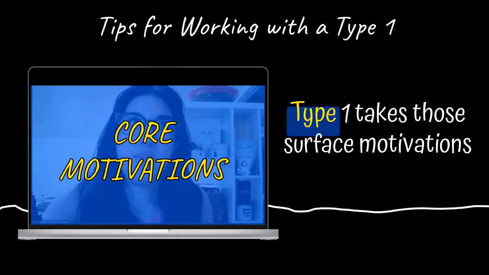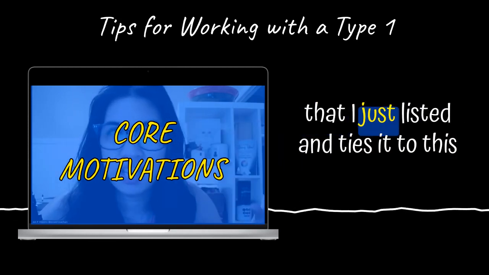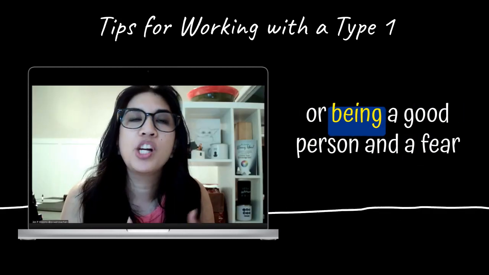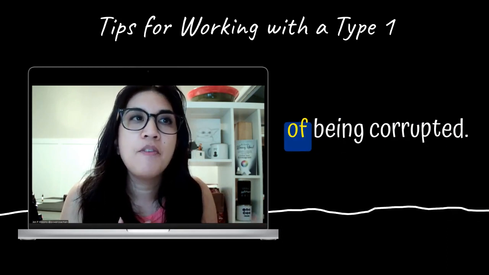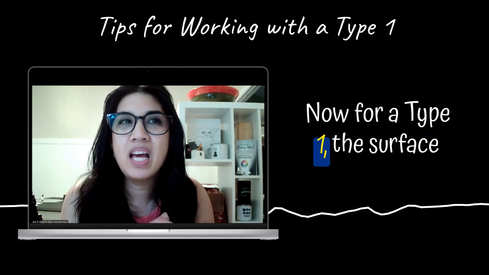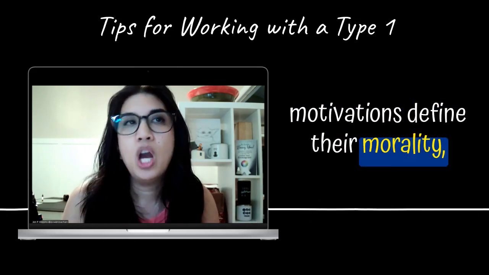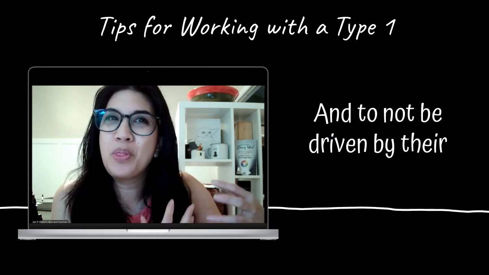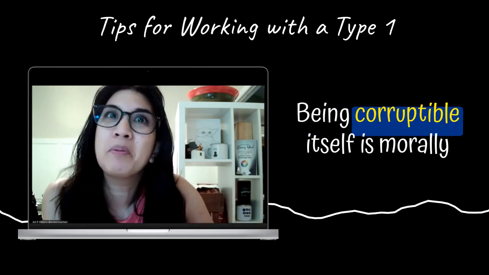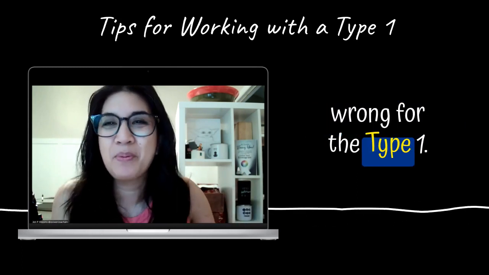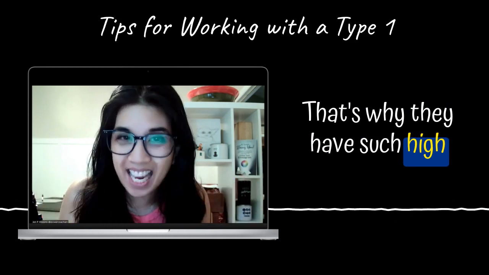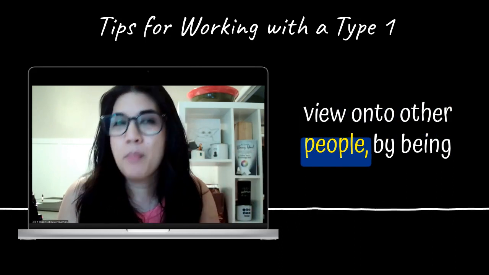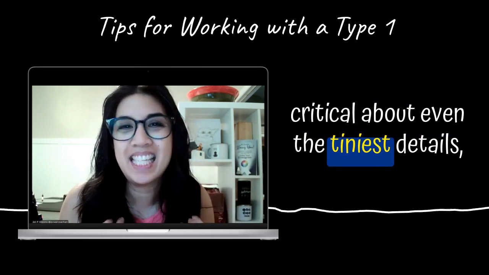The core motivations of the type 1 takes those surface motivations that I just listed and ties it to this overarching theme of being proper or being a good person and a fear of being corrupted. Now, for a type 1, the surface motivations define their morality, which points to what kind of person they are. And to not be driven by their morals feels wrong. Being corruptible itself is morally wrong for the type 1. That's why they have such high standards. And they can tend to project those standards, that view onto other people by being critical about even the tiniest details.